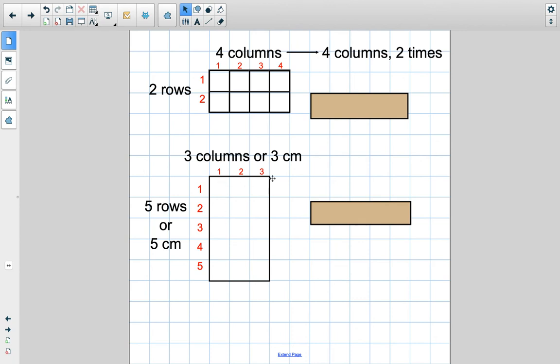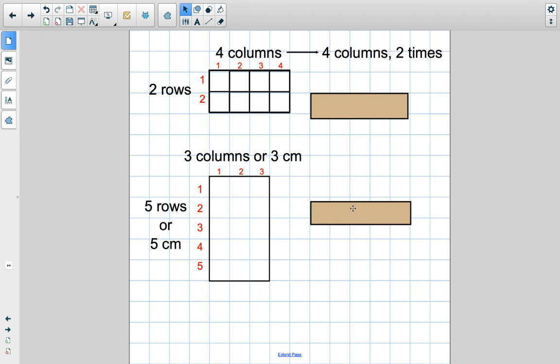Now, since these are centimeters, we can also say we have 3 centimeters. If I was to measure this with my ruler, I go 1, 2, 3, or I can just count them because I know it's centipaper. So I've got 1, 2, 3 centimeters, and down I've got 1, 2, 3, 4, 5. So it's really 5 rows and 3 columns, but it's actually, if I measured it, 3 centimeters and 5 centimeters.